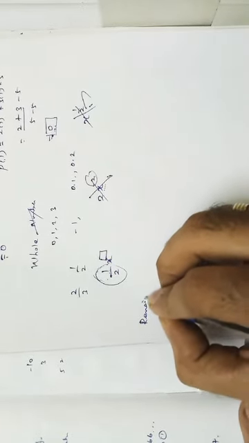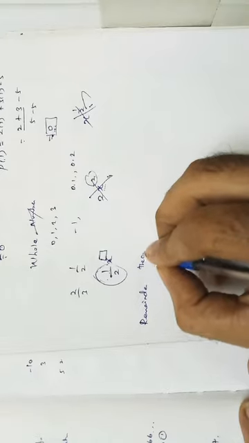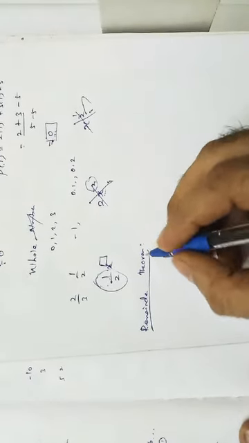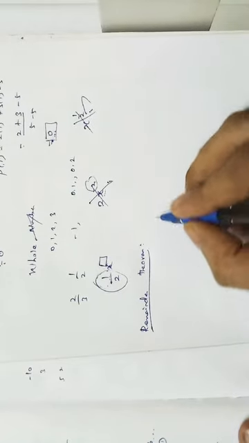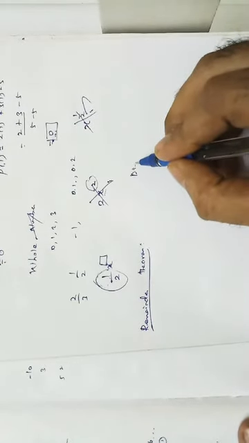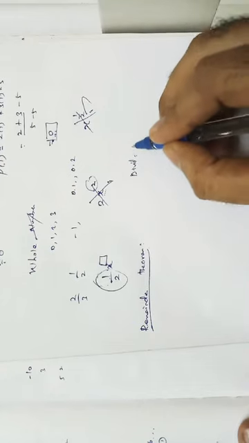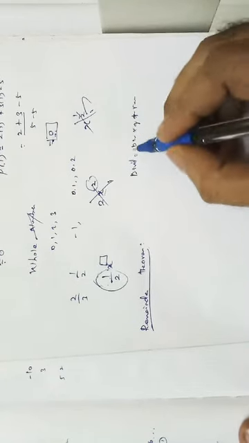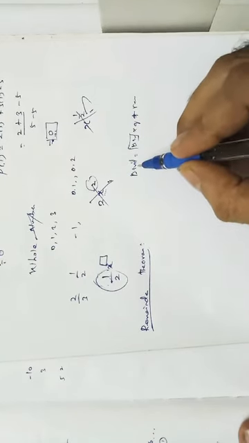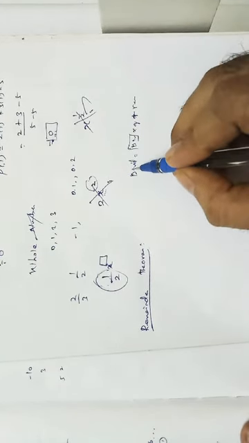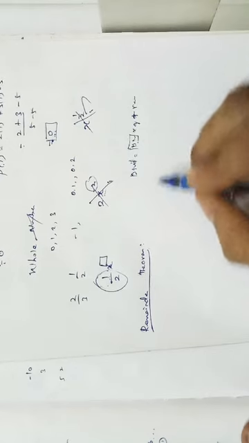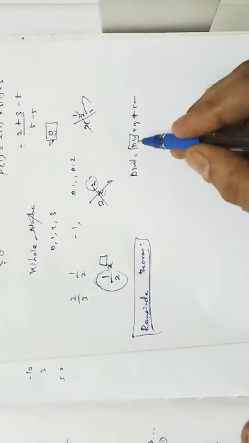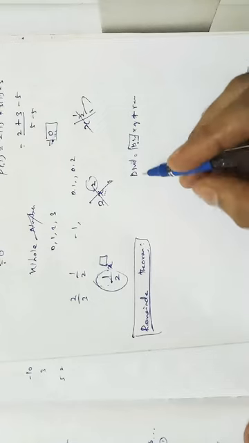Remainder theorem, we already know the remainder theorem, right? When we are dividing one polynomial by another polynomial, the dividend is equal to divisor into quotient plus remainder. So when we are dividing one polynomial by this divisor, finding the remainder is nothing but equating the divisor with 0.